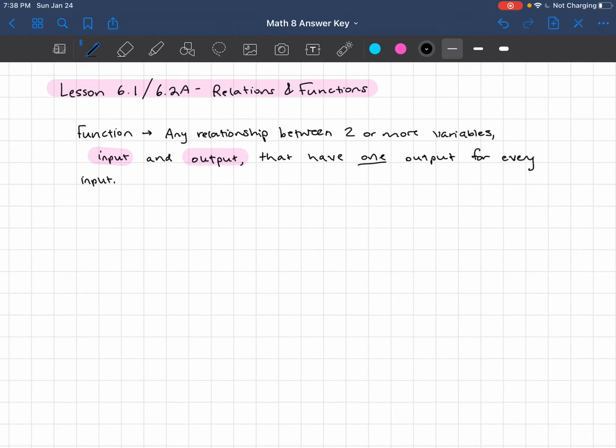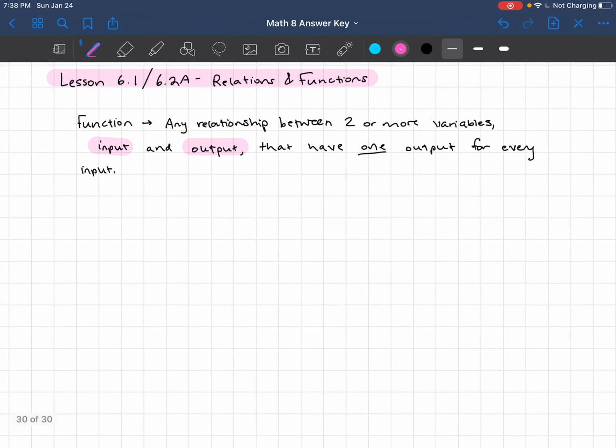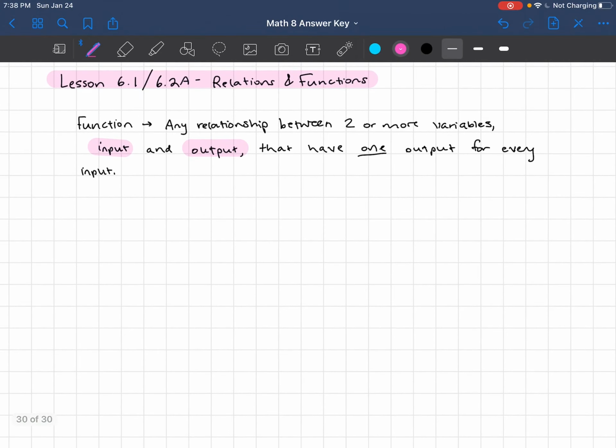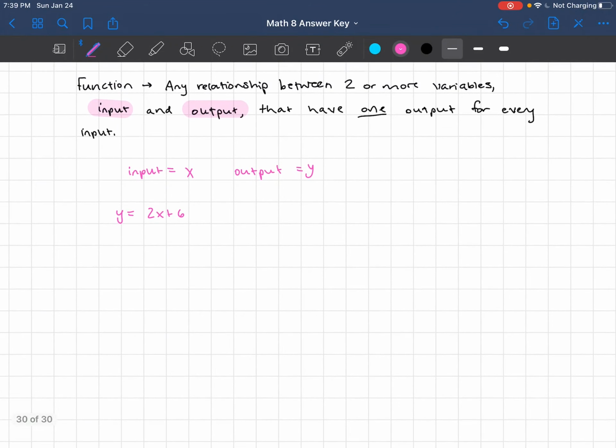So a function is any relationship between two or more variables, an input and an output, that have only one output for every input. And I'll show you an example of both a function and not a function. We've already been working with functions quite a bit, although you may not realize it, because in function notation, usually input is noted as x and output is noted as y. So all of that y equals mx plus b stuff that we just finished, that's an example of a linear function. So, for example, if I said y equals 2x plus 6, that is a function.